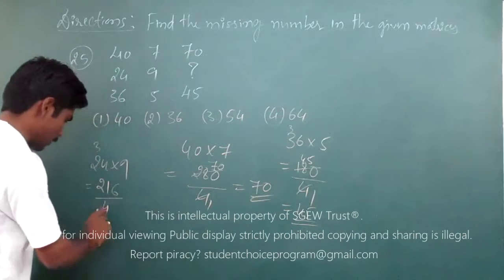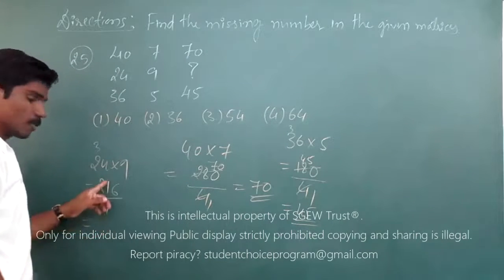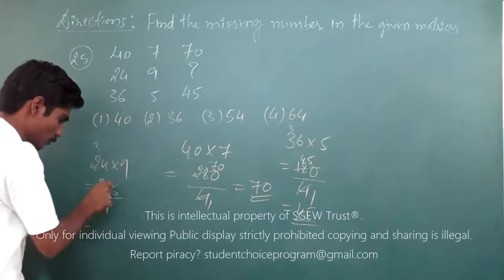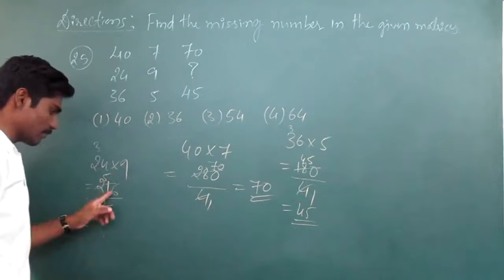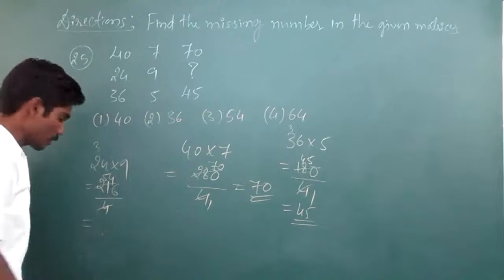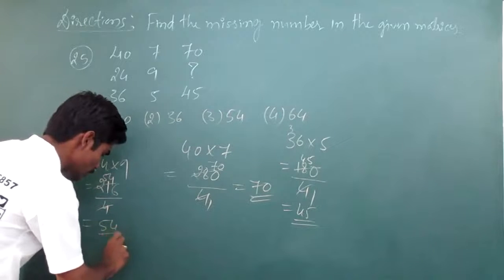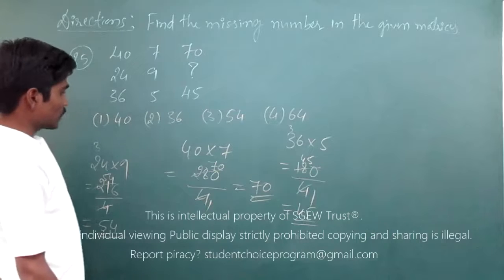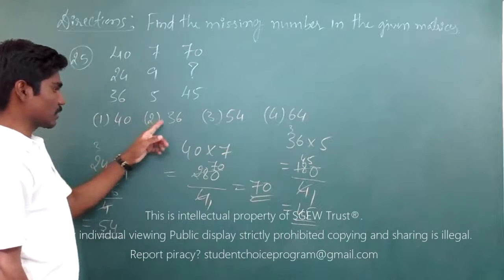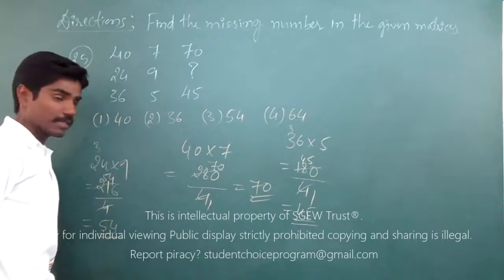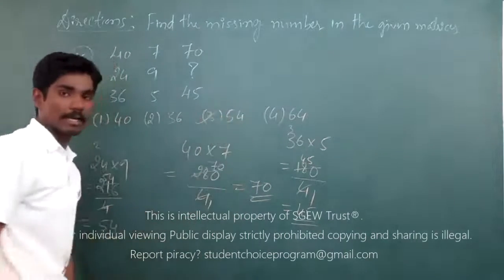Now, friends, see what I get. 4 fours are 16 or 4 fives are 20. First, 4 fives are 20, and 1 is left. Then 16, so 4 fours are 16. I am getting 54. Now let us check the given options. The first option is 40, which is wrong. The second is 36, which is also wrong. The third is 54, which is matching with our result. Therefore, option 3 is the right option.